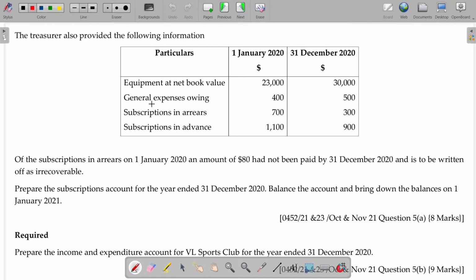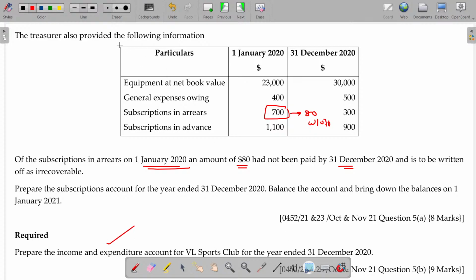Equipment, general expenses and all. Of the subscription in arrears on 1st January 2020, an amount of $80 had not been paid by 31st December 2020 and is to be written off as irrecoverable. In this, 80 is irrecoverable debt, which you can show. Prepare the subscription account, balance the account and bring down the balances on 1st January 2021. Also, you need to prepare the income and expenditure account.